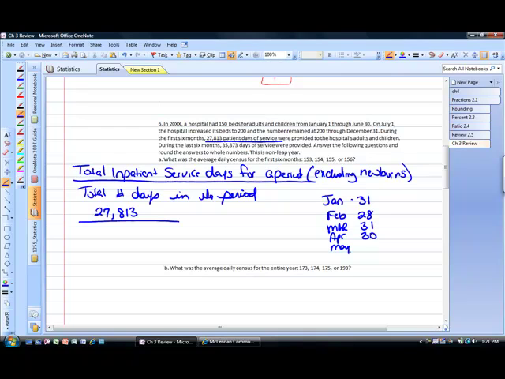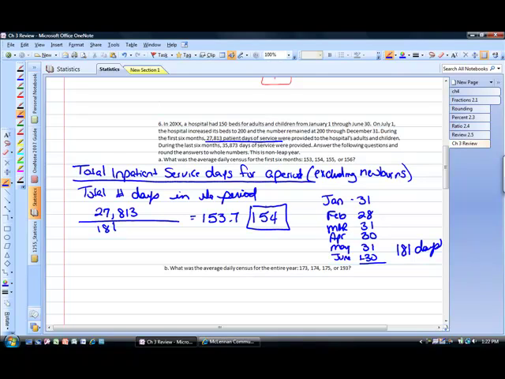May we have 31, and June we have 30. If we add those, we get a total of 181 days. And so we're going to divide 181 into 27,813, and we will get 153.7, and we will round that to 154.